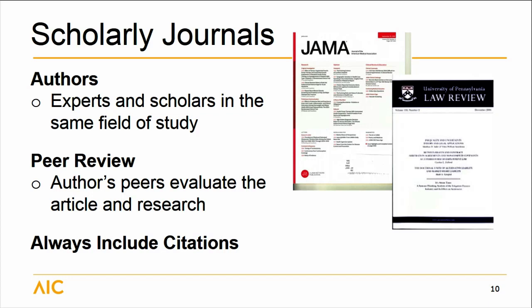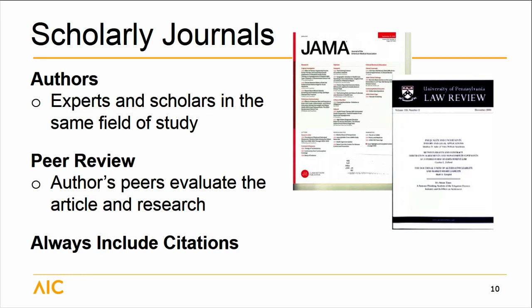The articles these authors contribute to scholarly journals go through a process known as peer review. After they submit these articles, a group of their peers in the same field of study will evaluate the author's arguments, what conclusions they reached, and what methods they used to come to those conclusions.